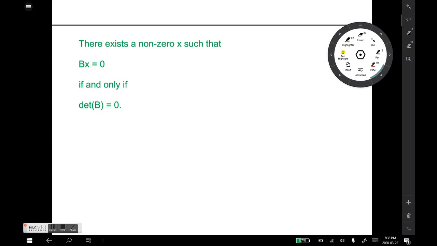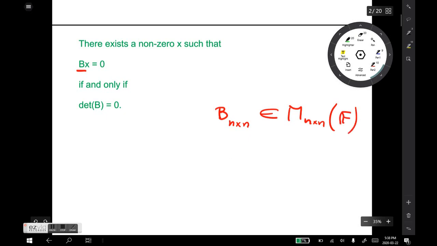So we want to consider this question: given a matrix B, which is n by n, so it's a matrix in Mn over a field F. If we have this matrix and we have some vector x, which is n times 1 over F, which is non-zero and it's in the kernel of B, then the determinant of B is equal to 0.